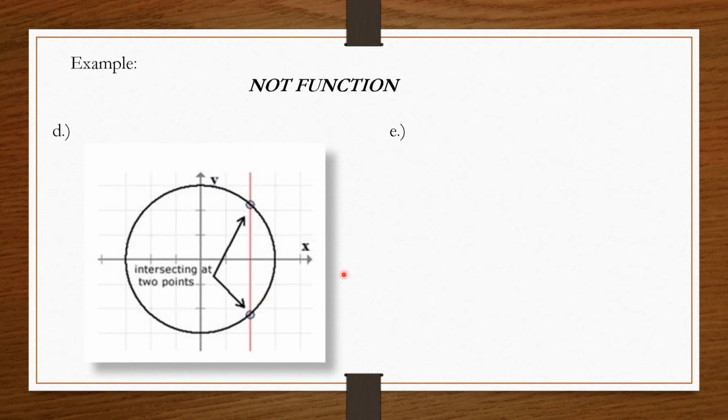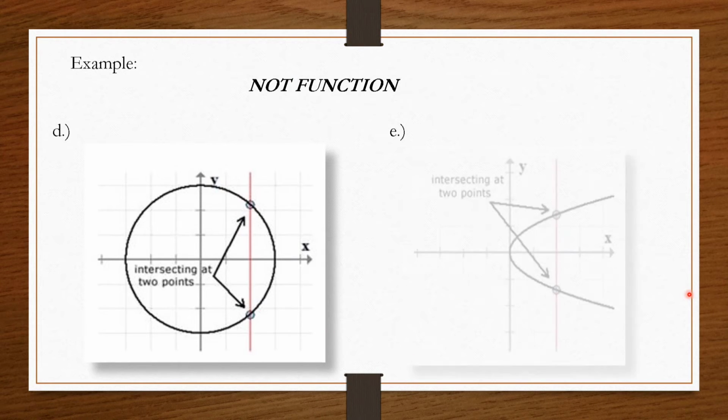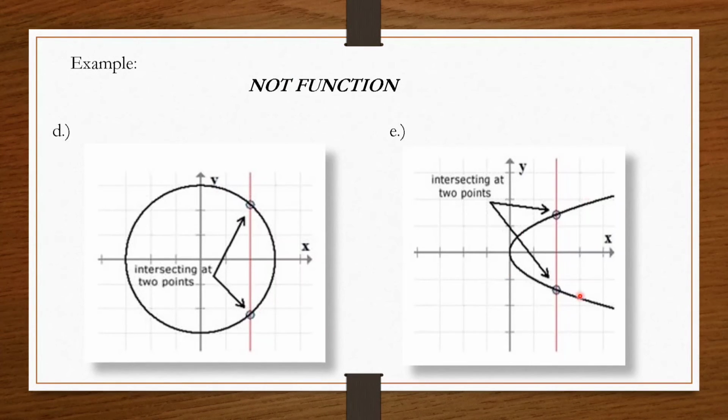The vertical line test, you can test it anywhere on the plane, just a vertical line. If it intersects two points, then it's not a function. In our next example, we have a C shape. Then our vertical line is in here. Since there are two intersecting points, then it is not a function.